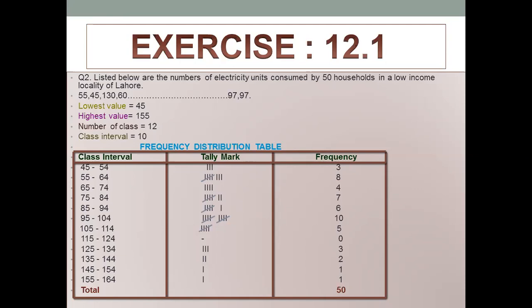Then the next classes are 3, 2, 1 and 1. When we add all these frequencies, we see that the total frequency is 50. And in the question, they also mentioned 50 households. It means that our frequency table is correct.